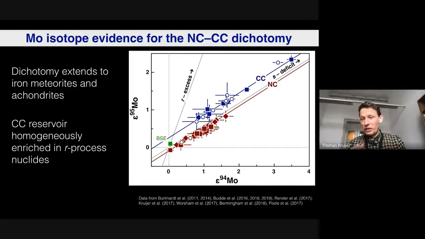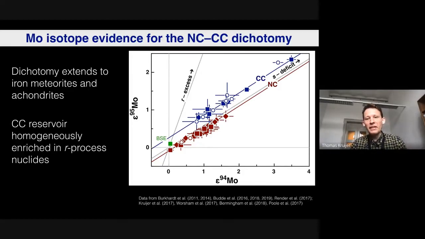And what you see is that each reservoir has clear S process variations within this reservoir, as we've also seen for chromium and titanium. But there is a clear offset between the lines, and this is probably an R process signature. So the CC reservoir was homogeneously enriched over the NC reservoir.